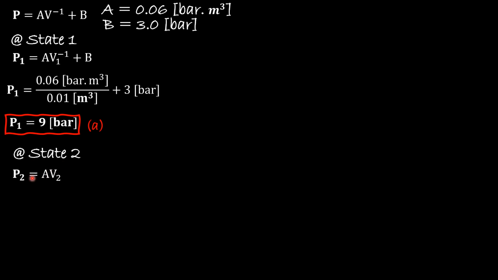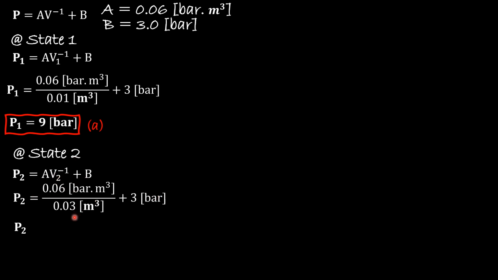At state 2, pressure 2 is equal to A V2 to the power minus 1 plus B. We will do the same thing as we did at the top. We plug in the correct values. And that will give us that pressure 2 is 5 bar.